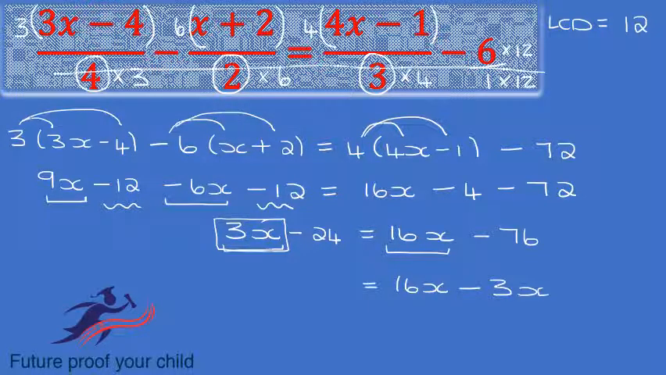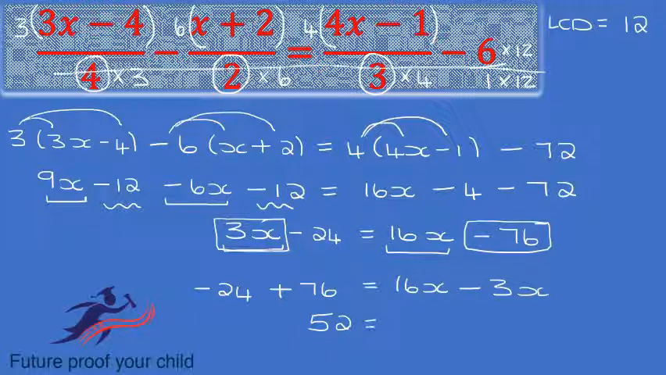Then I've got a minus 24 already on the left. So I want to get rid of this minus 76. So I'm going to add 76. So on the left, you've got minus 24 plus 76, and that gives you 52. And then on the right hand side, you've got 16 minus 3, and that gives you 13x.